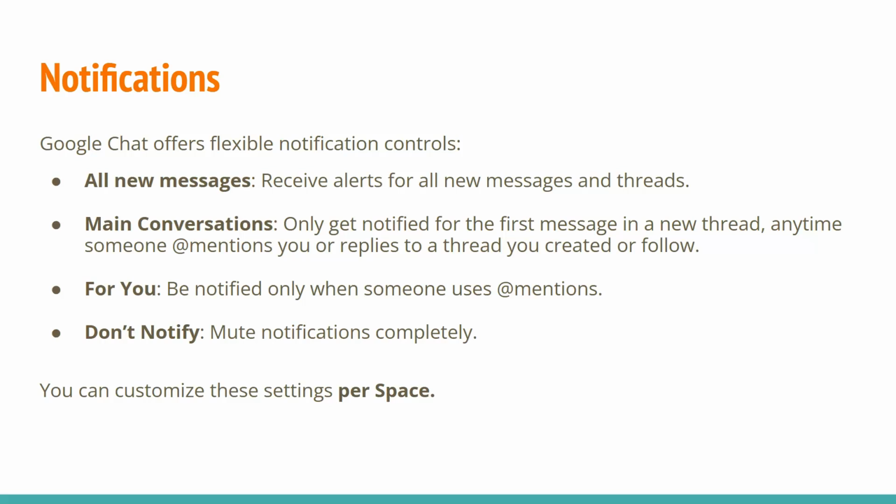Okay, notifications. Each space allows you to select a different notification level. So you might want to have an all new messages notification for certain spaces, and then maybe on others you want just the main conversations to send you a notification, but you don't really need to be notified for every person's threaded response. So select the one that makes the most sense, and probably go in and change your notifications back down to main conversations if you feel like you're getting too many in a certain space.